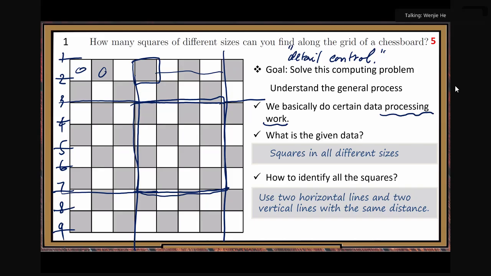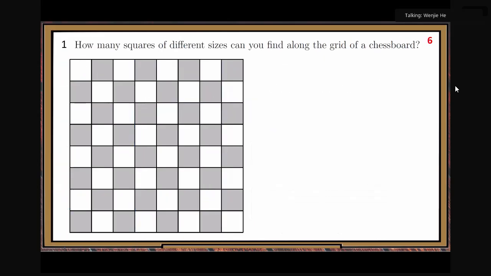So we use these lines to help us do the counting, counting the number of squares of different sizes. Then, next step, the critical step: how to manipulate the data efficiently.